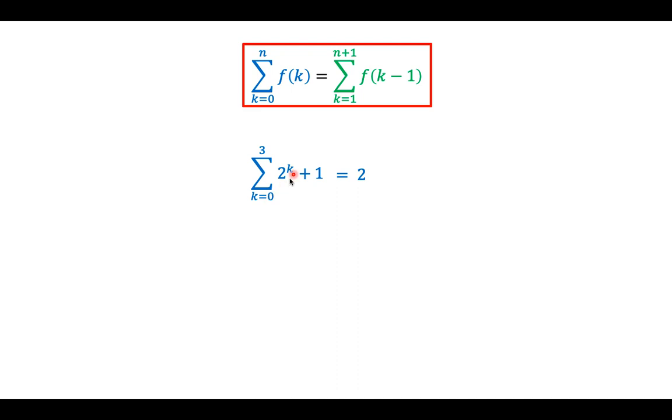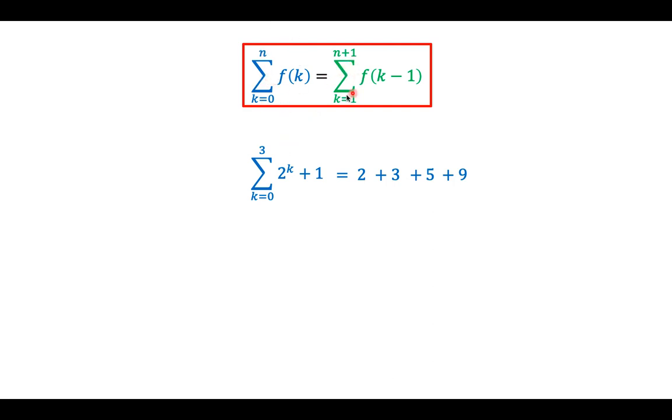And then we put k is equal to 1. So 2 to the power of 1 plus the 1 gives me 3. K is equal to 2. 2 squared is 4 plus the 1 gives me 5. And finally, 2 cubed is 8 plus the 1 gives me 9. Okay, so that's using this.